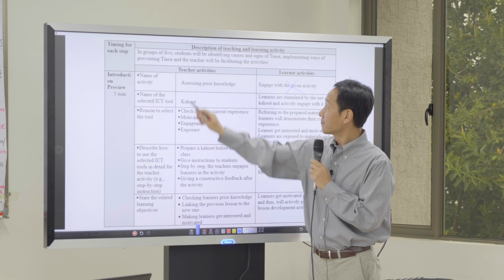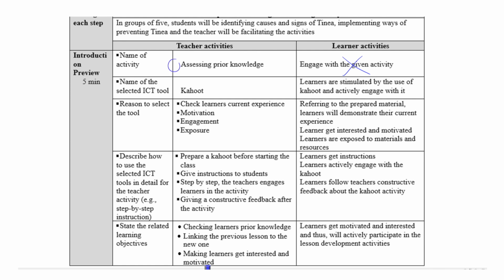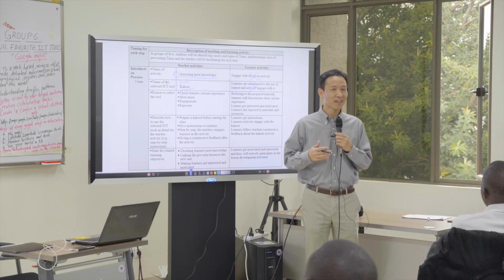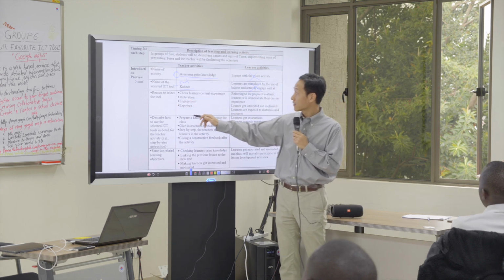Okay, name of the activity, assessing prior knowledge. Without these, maybe you can put a bullet over here, to say this is the title of this activity, to indicate that, right? And then name of the selected ICT tool, Kahoot. That's great. Maybe I can say tool column, Kahoot, right? Okay, then you don't need this. Just say whenever necessary. We don't need to work on this unnecessarily. Save your time, energy, right? Okay. Just pay attention to this. Reason to select the tools.